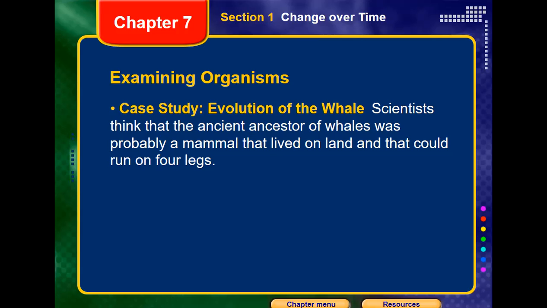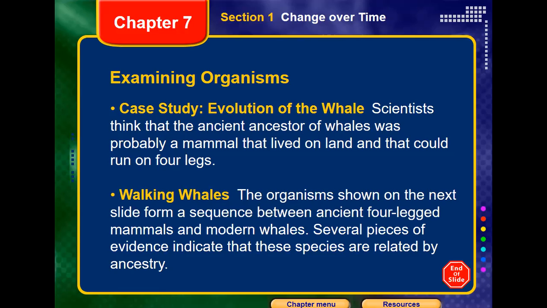Although it has an outer appearance that's similar to a fish, actually the internal structure, the anatomy and physiology, is not like a fish at all. So here we know it's a mammal, but we ask how it looked in the past. Scientists assume it was a mammal that lived on land, had four legs, and could run and move on land.